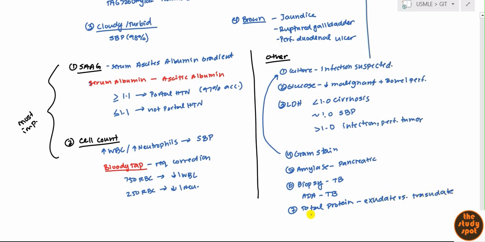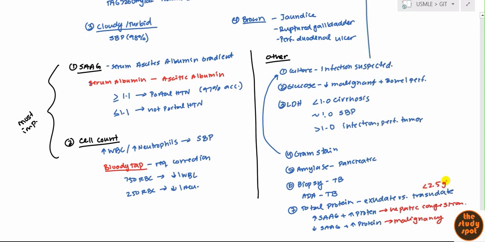Now, this isn't used as much anymore with SAAG. That tends to be a little bit better. However, it's still useful, because if someone has high SAAG and high protein, that's probably going to suggest some type of hepatic congestion. However, if they have low SAAG and high protein, then that's probably more suggestive that the individual has a malignancy.